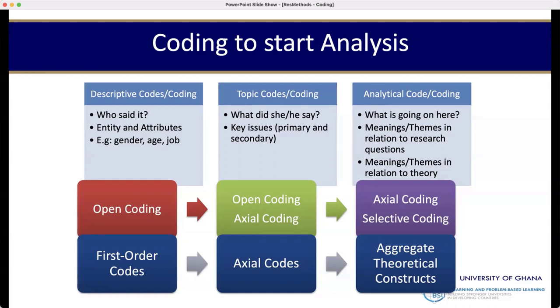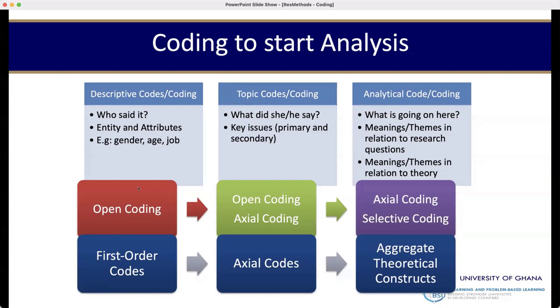So you have first order codes, axial codes. Axial codes are when you combine different types of codes. Either you're combining descriptive codes with topic codes, or you're combining two topic codes or two descriptive codes. You end up getting an axial code. Now, this one is more about the state of the code.